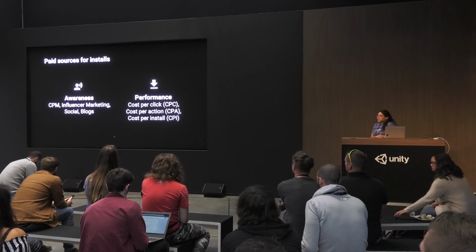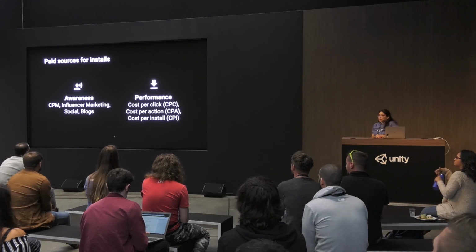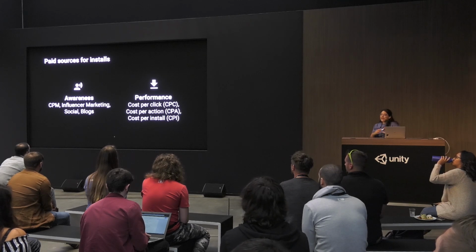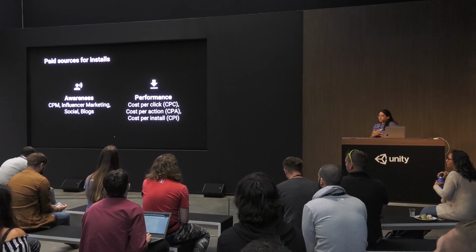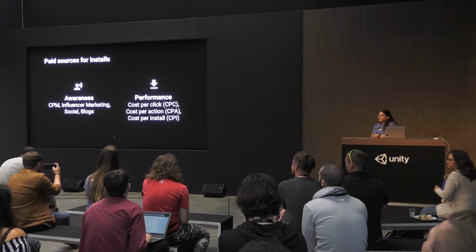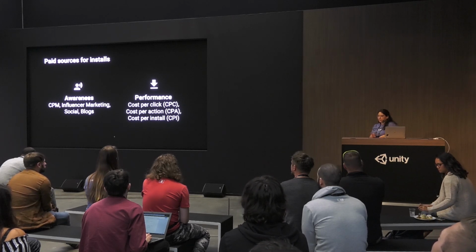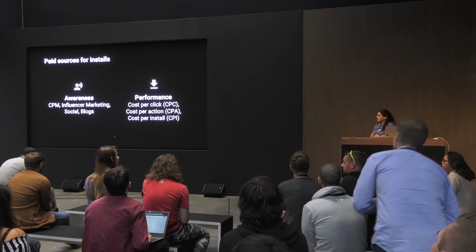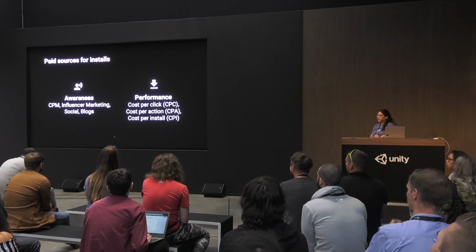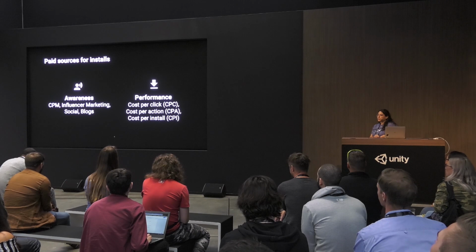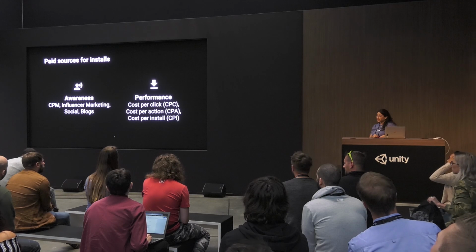Paid sources of installs can really be broken down into 2 major buckets, awareness and performance. Awareness is focused on getting the noise out there, getting your message across, working with influencers such as social and blogs. You're not laser focused on the actual action that you want the user to do. Of course, you want them to actually install your app, but it's more about getting that message across. Whereas performance is more focused on specifically an action that the user will take. Only paying when someone clicks on your ad, only paying when they take a specific action, as well as only paying when they actually install the app.